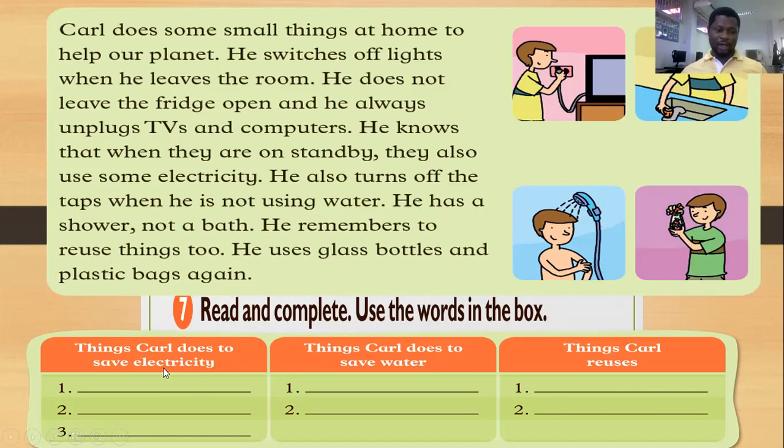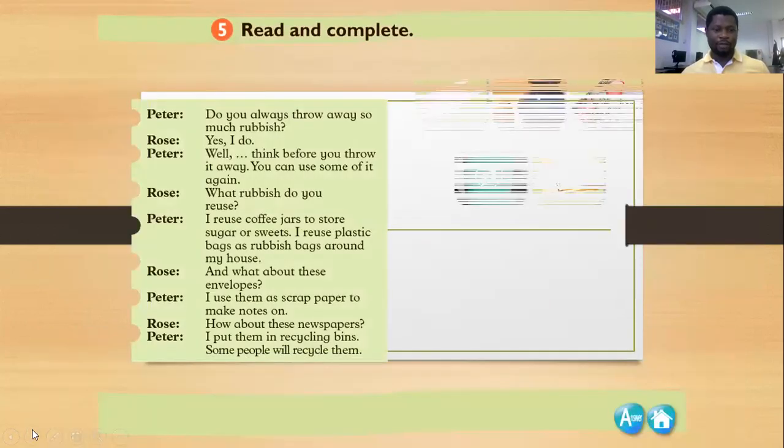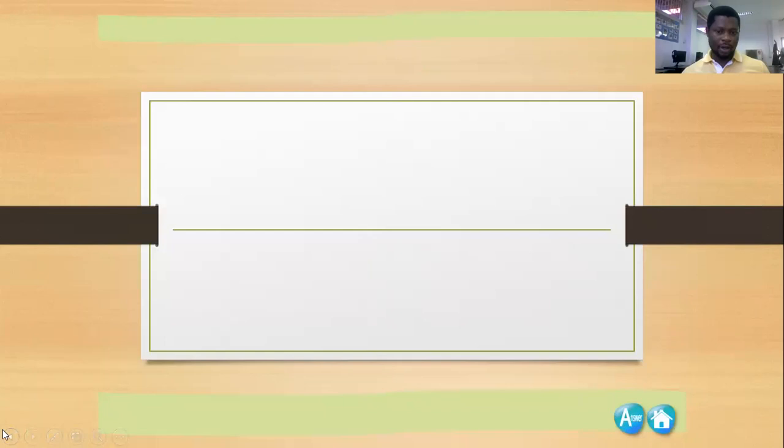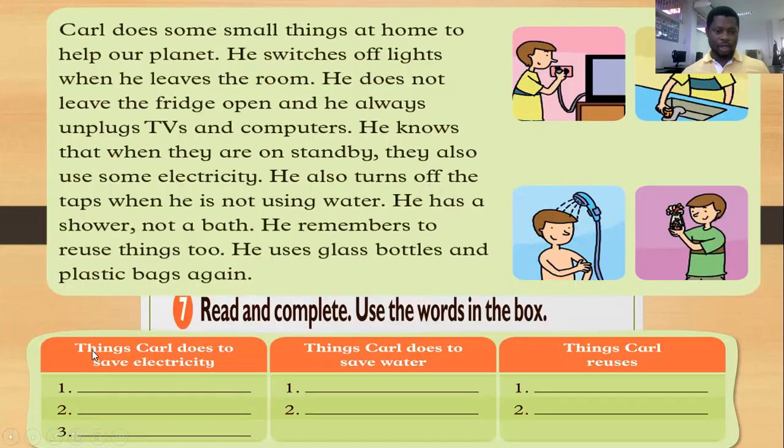Now, things Carl does to save electricity, things Carl does to save water, and things Carl reuses. So now let's start with things Carl does to save electricity. Number 1, what does he do? He switches off lights. That is one thing that Carl does to save electricity.